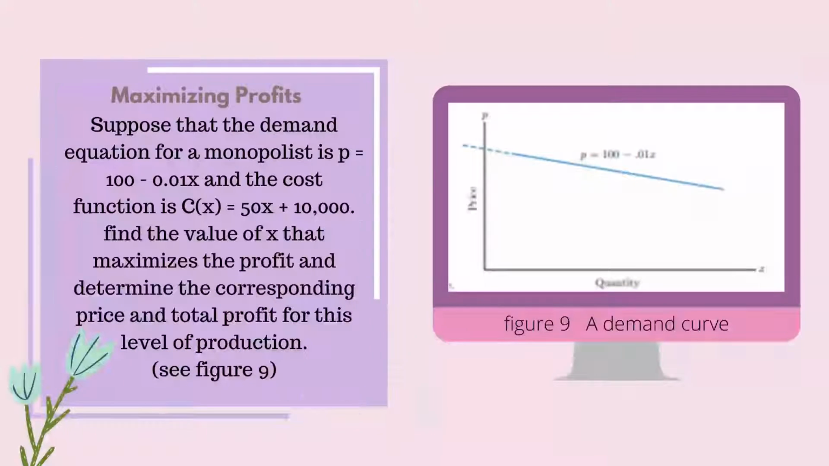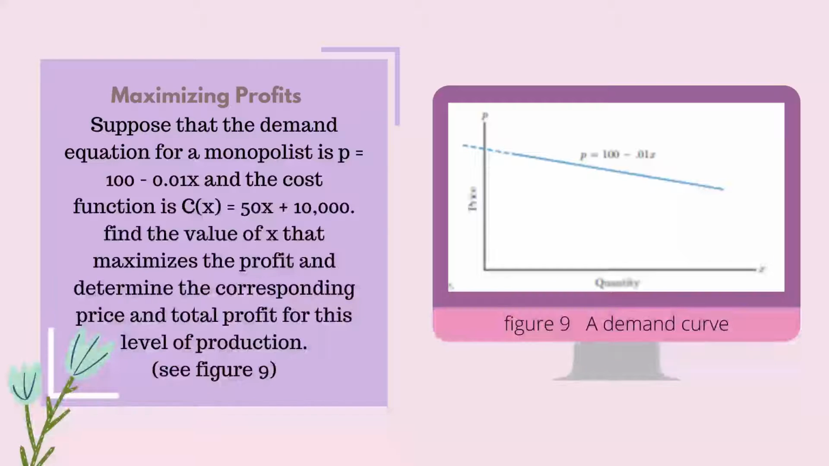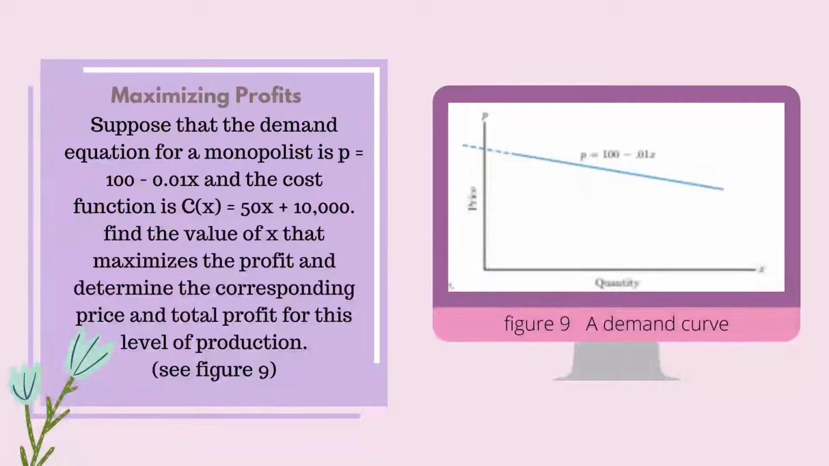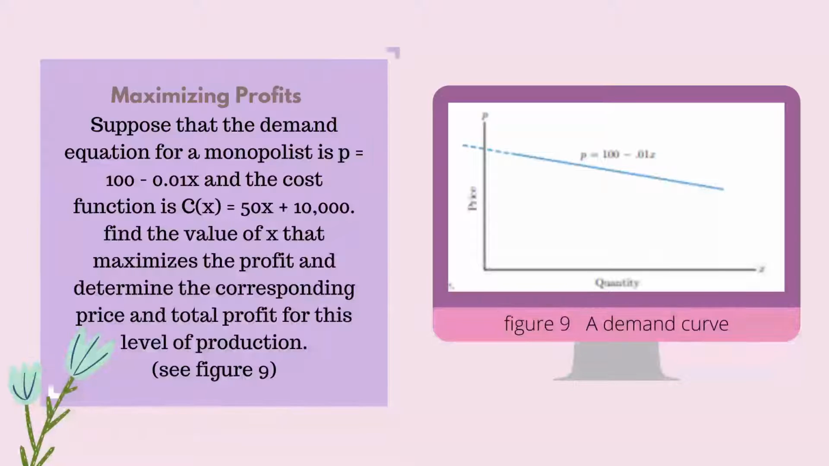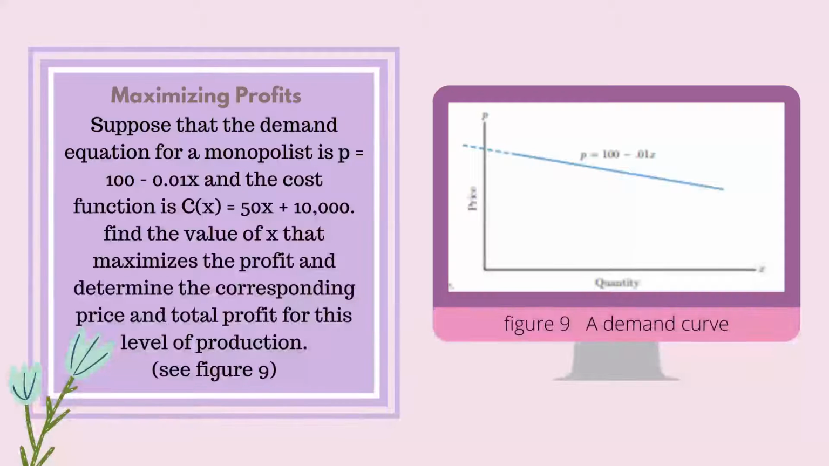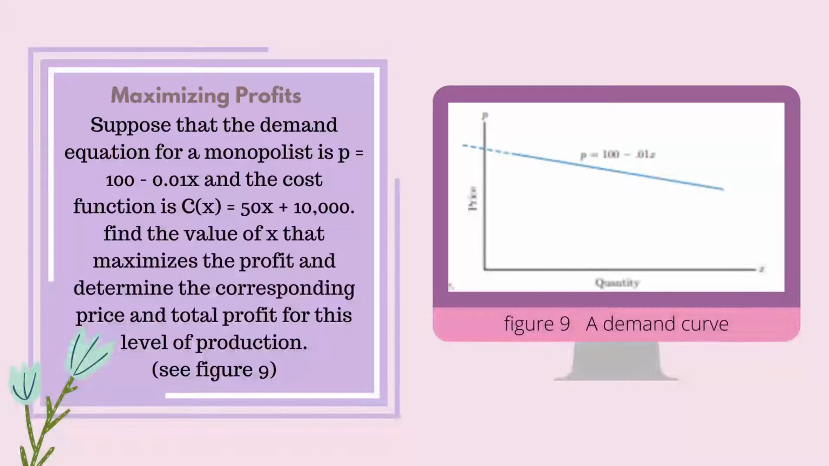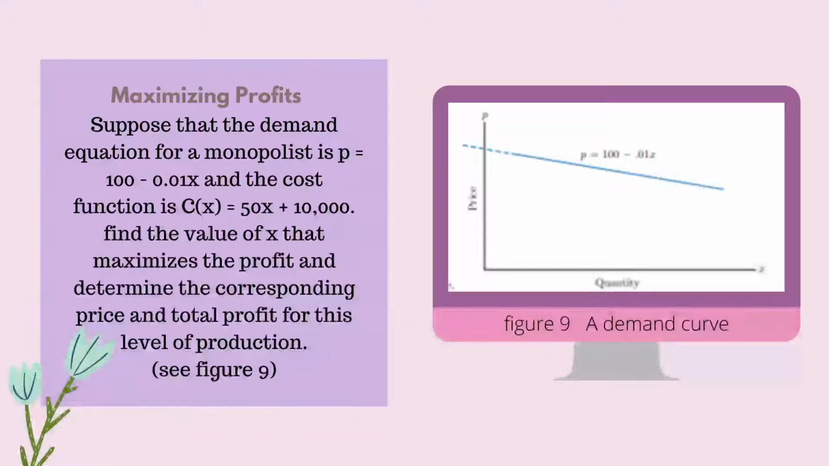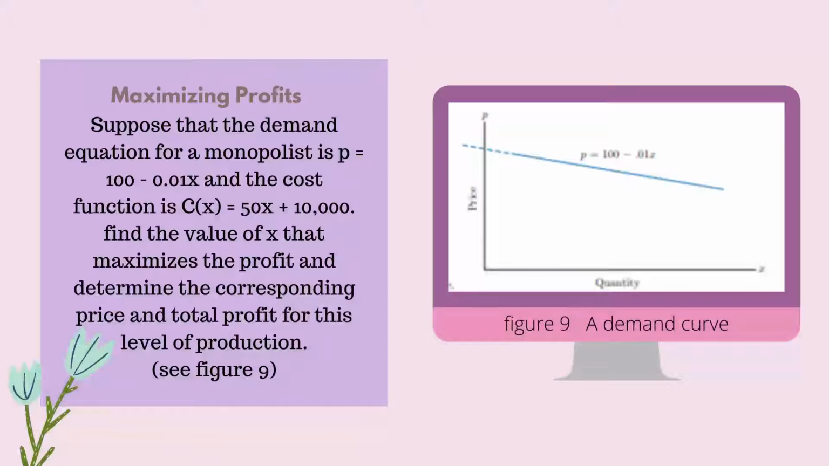Let me show you an example, which is maximizing profits. Suppose that the demand equation for a monopolist is P equals 100 minus 0.01x, and the cost function is C(x) equals 50x plus 10,000. Find the value of x that maximizes the profit and determine the corresponding price and total profit for this level of production. Figure 9 is a demand curve. When the quantity is increasing, the price is decreasing with the function P equals 100 minus 0.01x.